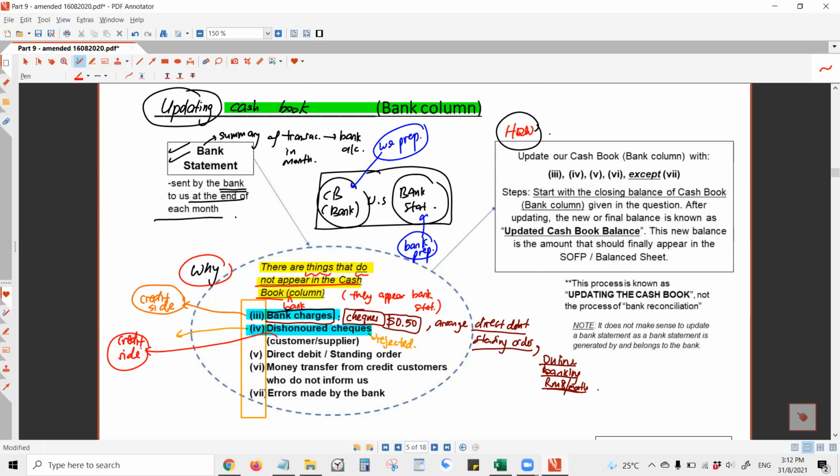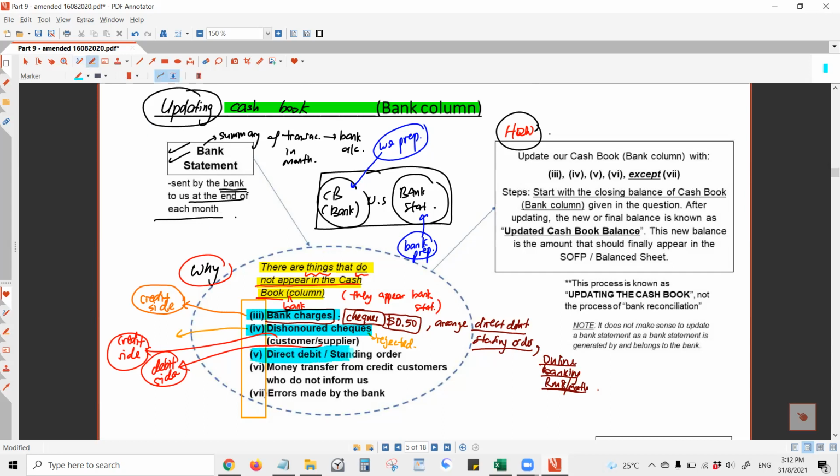Okay, so let me repeat, after you have received the bank statement, you notice that there's an item dishonored check, about a check you received from a customer. You should use it to update our cash book. You credit the cash book bank account. What about a check that you pay to the supplier? You will make an opposite entry as well. You will debit the cash book bank account. Okay, earlier you pay, now it has been rejected, so right now you debit. Earlier you credit. Okay, next one.